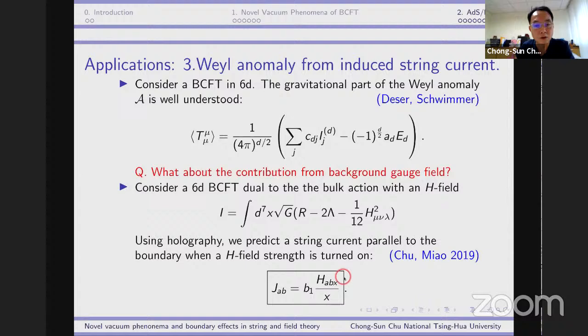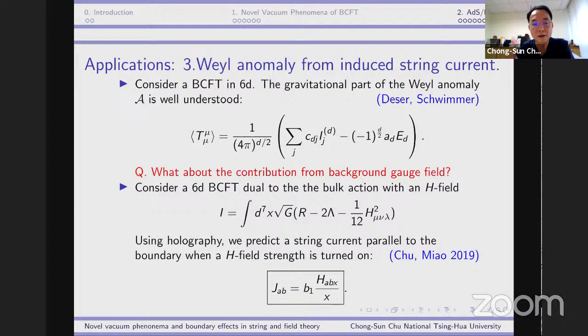the induced current. In six dimensions, the natural degree of freedom is not a particle but a string. So the string couples to the two-form gauge field. So you have a two-form current J^{ab}. This is what you can get. The B1 is a coefficient which will depend on the conformal background we consider.